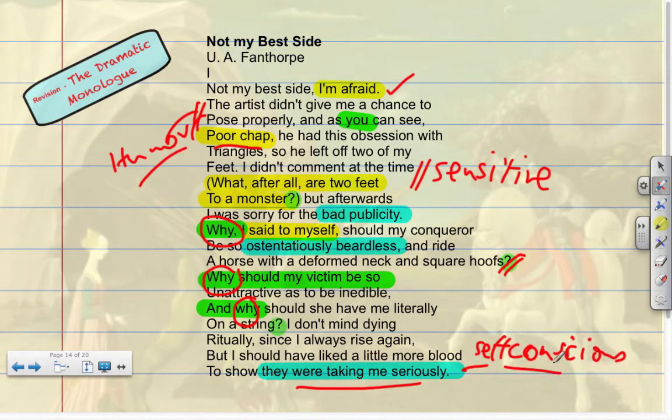Forgive my writing. So we have the features of a dramatic monologue that we've just talked about. Do we have one speaker? We do. Do we learn about them through the language that they use? He says things like I'm afraid. He says poor chap. He has a good vocabulary, ostentatious. He's aware of figurative and literal language, inedible. So he's an educated dragon monster.